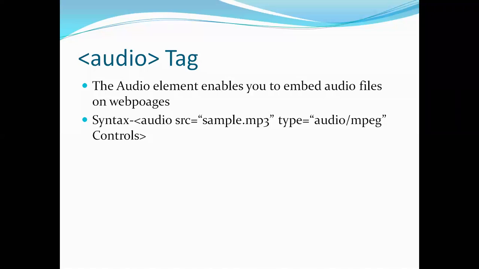Declare the audio tag and specify the src attribute with the audio file and location, like this in the syntax. Audio src, some file is there, sample.mp3, type is equal to audio/mpeg, and controls is one of the attributes of this audio. Controls means what? The audio controls. Which kind of audio controls? Like play, pause button, etc. Okay. So that is called the audio tag.